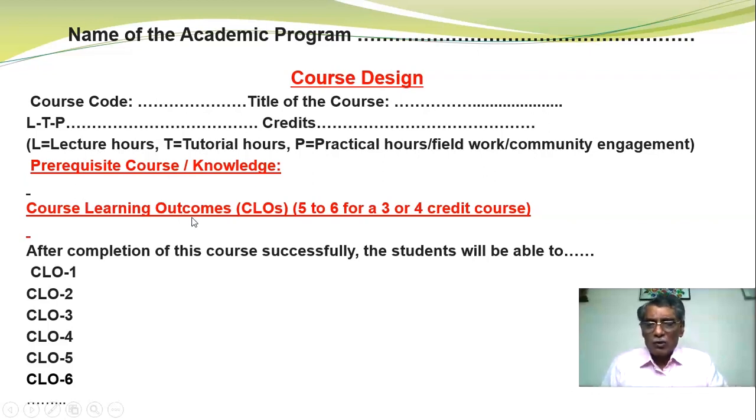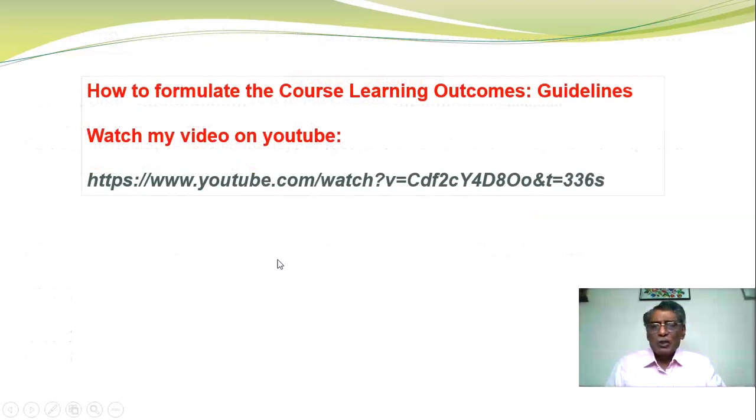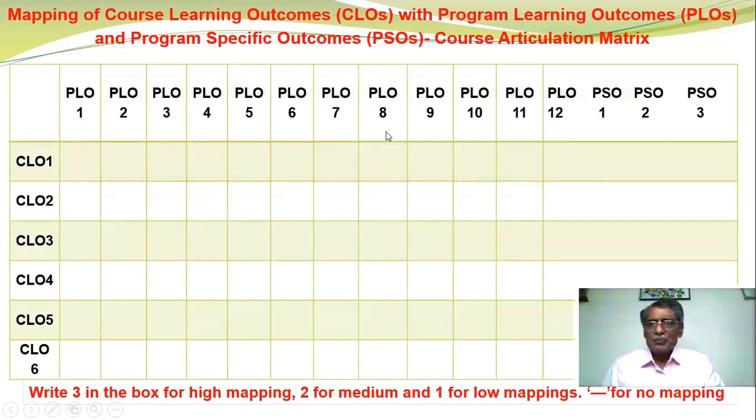Then course learning outcomes, 5 to 6 for a 3 or 4 credit course. So I have written here, this is the common stem, and then 6, for example, course learning outcomes. How to formulate the course learning outcomes? Those guidelines I have discussed. Watch my video on YouTube. This is the link I have given here. You will understand thoroughly how to formulate course learning outcomes.